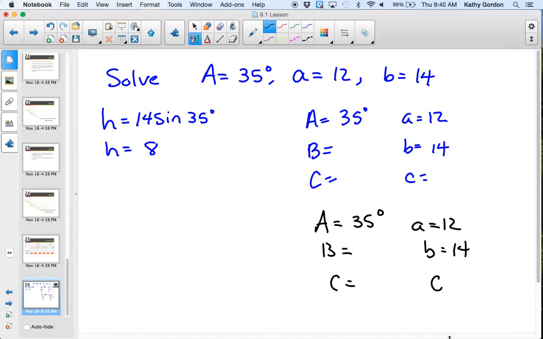Alright, so let's talk about the blue set here. What's the first thing we can find? Angle B. Because I have A across from A, so that's going to set up one ratio for me. And then I have side B, so I can find the angle across, which would be angle B. So I'm going to take the sine of the 35 over the 12 and set that equal to the sine of angle B over the 14.